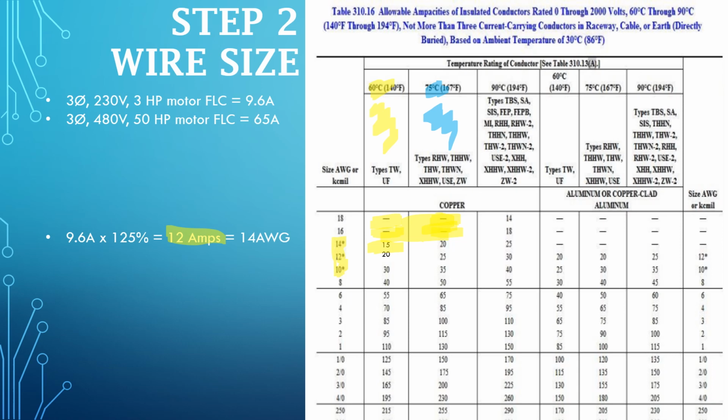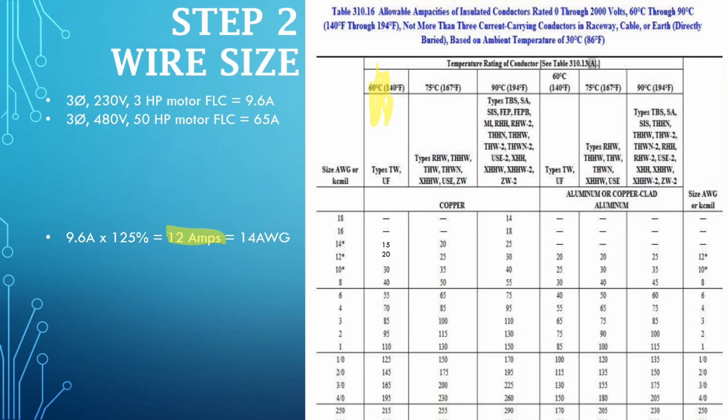Okay, so let's do another example here. We've got the 3-phase 480 50 horsepower motor. We calculated that at 65 amps. So if it's at 65 amps, we're going to use once again our 60-degree column. First we have to find our continuous duty, right? 65 amps times 1.25, 125%, gives me 81.25 amps.